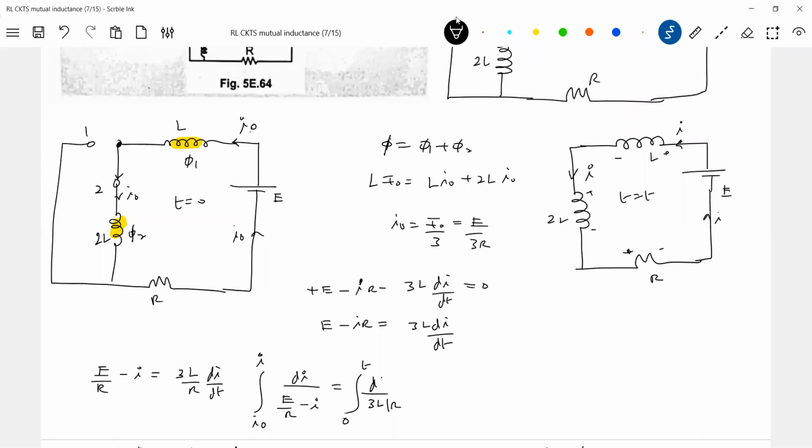Later on, as we learn mutual inductance, I'm slowly introducing some problems. There you can see that. What happens if I bring a parallel inductor? Things are a little bit very complicated.